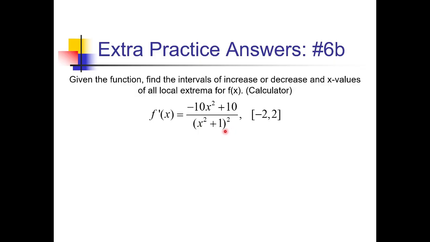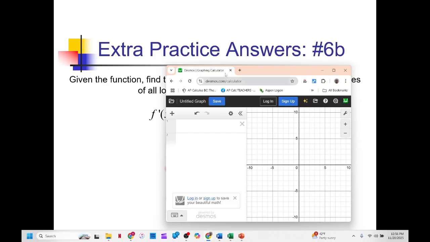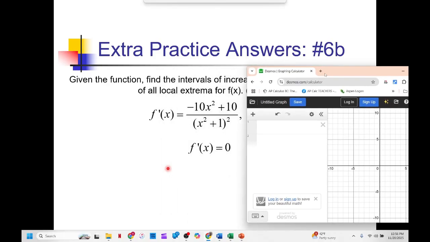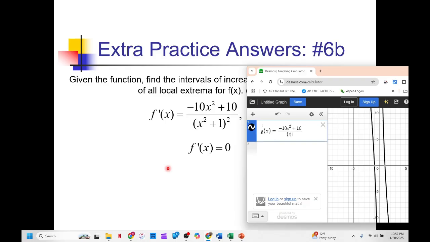So we're going to see on Desmos that this takes on a value of 0 at, well, let's figure out where that actually happens. So on Desmos, let me just move so I can see my function. I'm going to call this g so I don't confuse it with f. And this is going to be the fraction negative 10x squared plus 10 all over x squared plus 1, and then parentheses, and then square that.